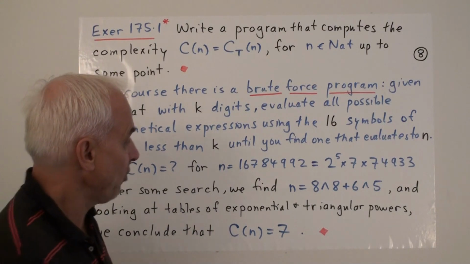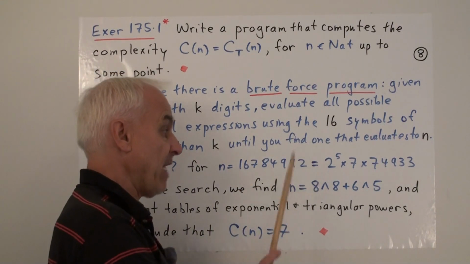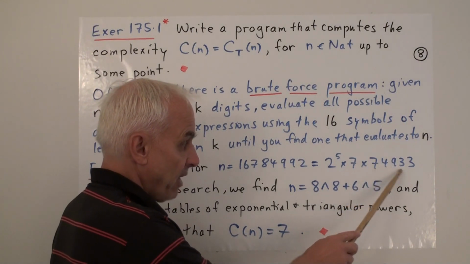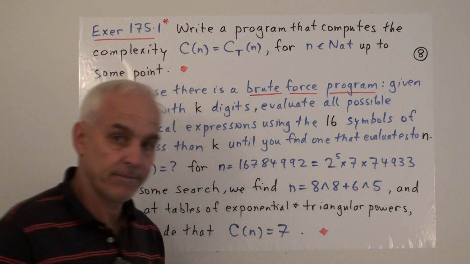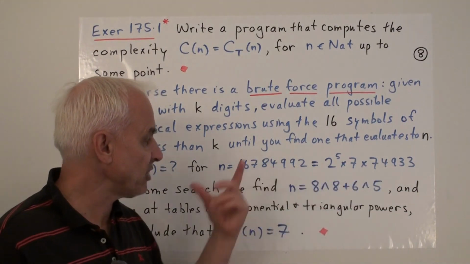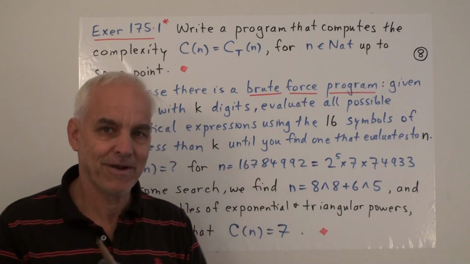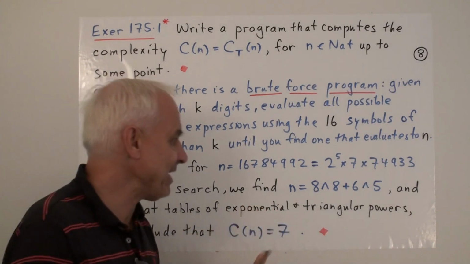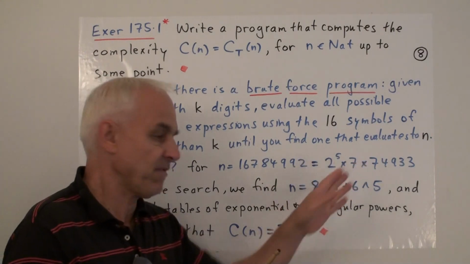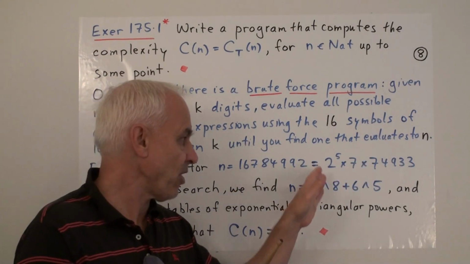So a good place to start would be to factor this number. If we factor it, we find it's 2 to the 5th times 7 times 74,933. That's a prime. That's not much help to us. This is not close to being a pure power, so we can't immediately write down some more compact expression for it as a product of things or as a product of powers.